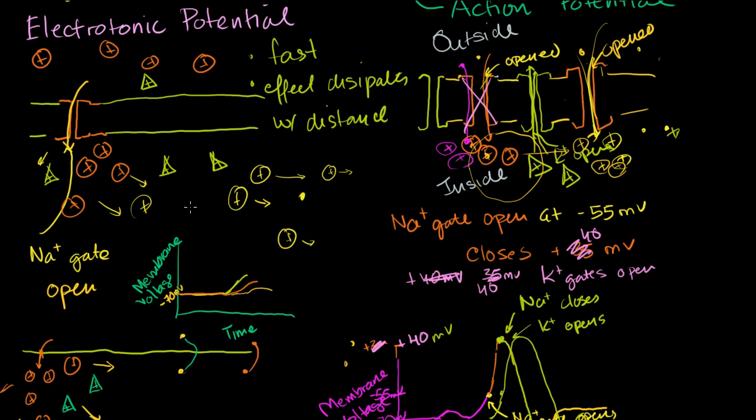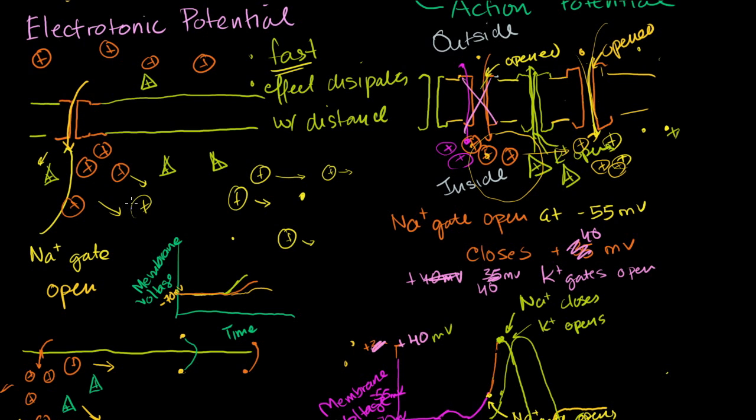Positive things flow in, other positive things want to move away. That makes any point that's some distance away from that disruption a little bit more positive, so it'll affect its voltage almost immediately. So it's very fast, but the problem is it dissipates with distance. If we went all the way down here, this point would have almost no impact from what's happening at the opening of this sodium gate.